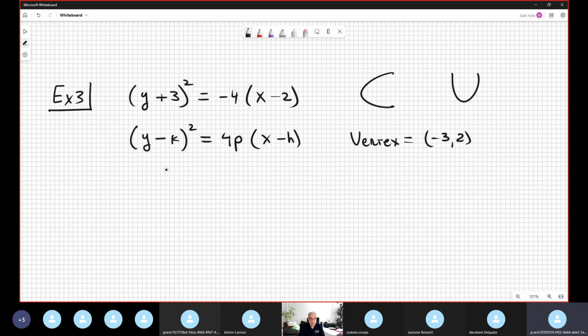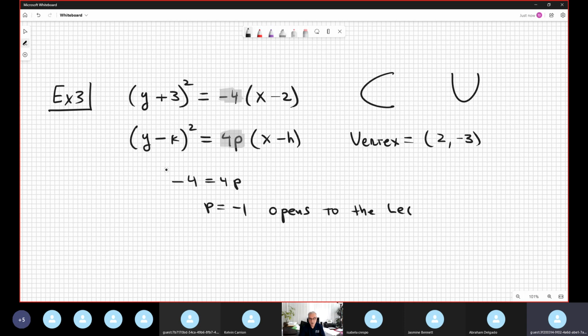No. It's negative, it's 2, -3, completely opposite. Who is H? H is 2. Who is K? K is negative 3. Do you see that? Likewise, negative 4 is equal for P. Therefore, P is negative 1. And when it's negative, that indicates that this famous horizontal parabola opens to the left. Make sense?